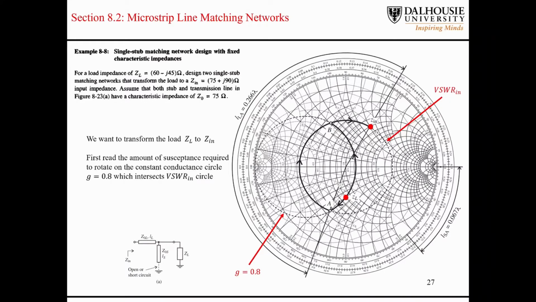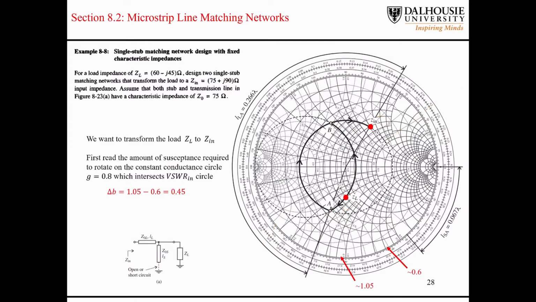So the process is kind of the same. The first thing we want to do is identify the constant VSWR circle, which corresponds to our input impedance, and we want to figure out what constant conductance circle our load impedance sits on. We have to choose if we're going to go to point A, if we're going to go to point B. So let's go to point A.